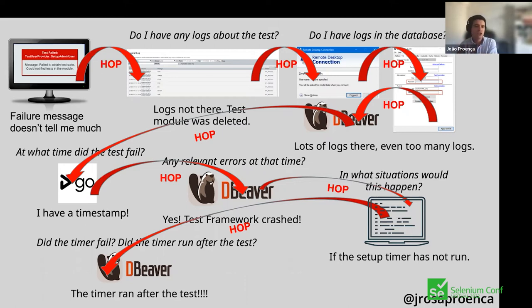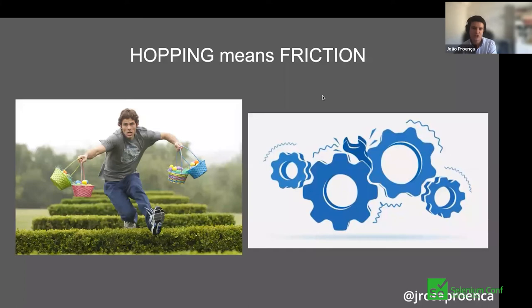But most of the engineers at our organization wouldn't go through all of this trouble. After the first hop, sure, they would go hopping from the test failure into the web console for the logs. Maybe they would try to go into the database to check a few things more, but they would stop there. They wouldn't go through all of these hops to figure out what was going on. It was just easier to hit the rerun button and see if the test would pass on the next run. You know why? Because hopping means friction.